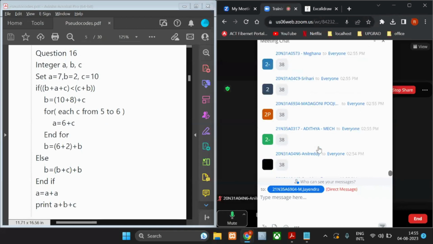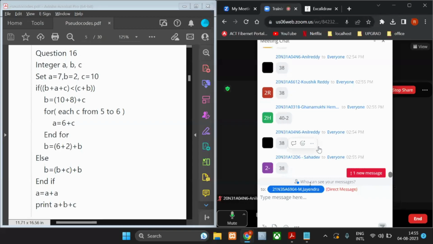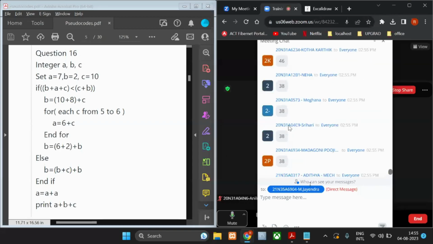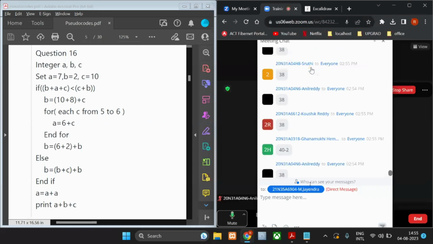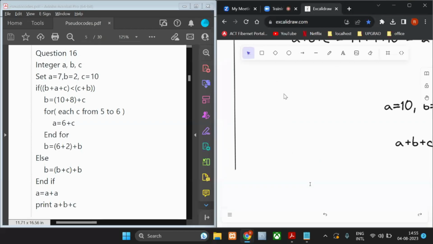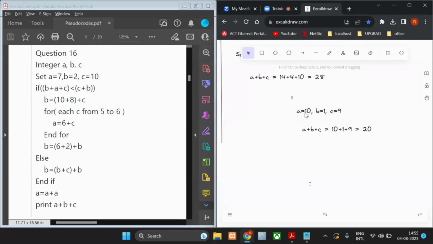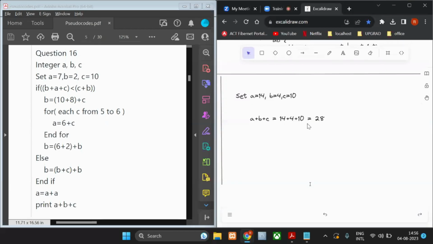Okay, I could see 38 and 40 and 46 also. I saw 46 somewhere. Yeah, but majority is 38. Let's see. I'll just clean this.